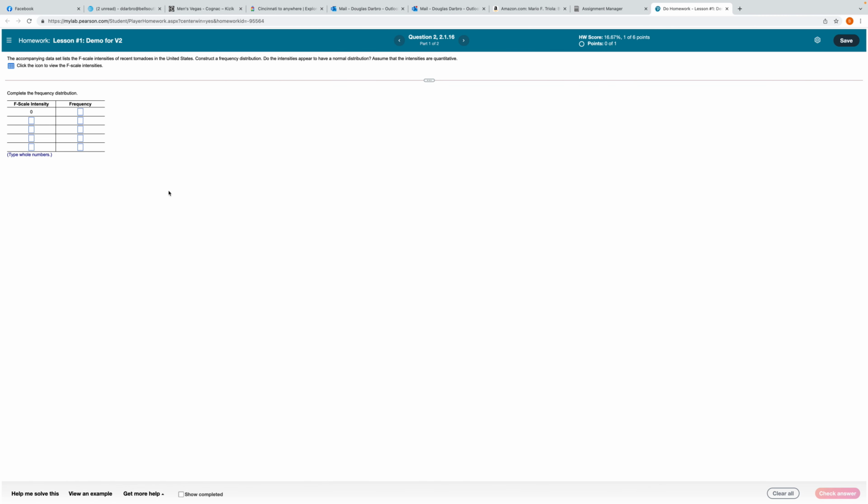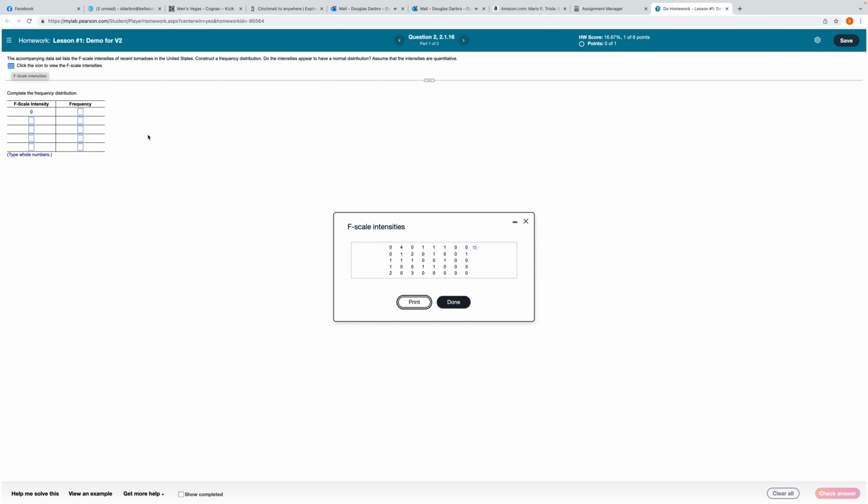All right, the next question we get into is F-scale intensities of tornadoes. So this is the first question that we have where we can access it using StatCrunch. So I can click that icon there, or this picture, and I can see that I have F-scale intensities that are primarily zeros, ones, twos, threes, and fours. Now, what I can do here is I can open this in StatCrunch.